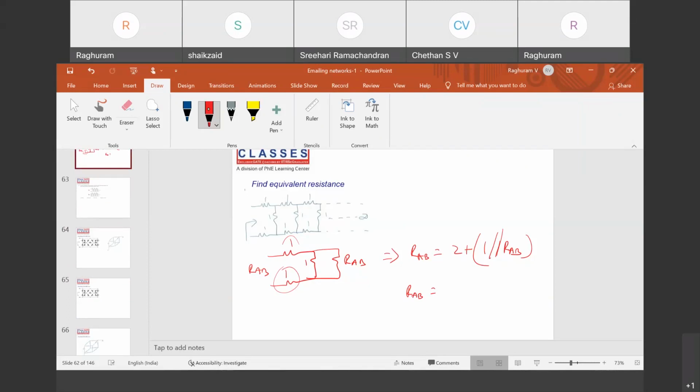Okay. You got how to find this? This is also an infinite ladder. Infinite ladder circuits. This is how you have to do it: one circuit and one unknown, or one equation and one unknown. You have to do this.